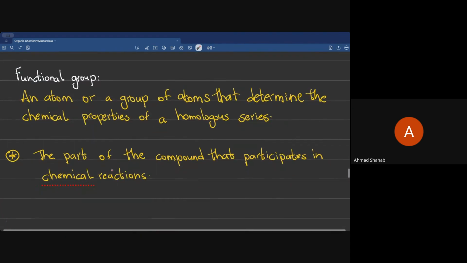अच्छा जी. The part of the compound that participates in chemical reactions, basically that is the functional group, right? For example, अगर कार्बन टू कार्बन डबल बॉन्ड है, इसको देखते ही पता चल रहा है दिस इज एन अल्कीन, this must be an alkene, and this is the part that determine the chemical properties of alkene.